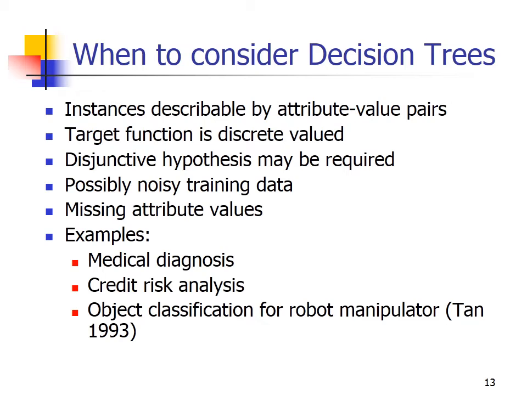And training data can be noisy. If training data is noisy, also decision trees work well. Missing attribute values. Suppose if some attribute values are missing, then also the decision tree works well. The examples include medical diagnosis, credit risk analysis, object classification for robot manipulator.